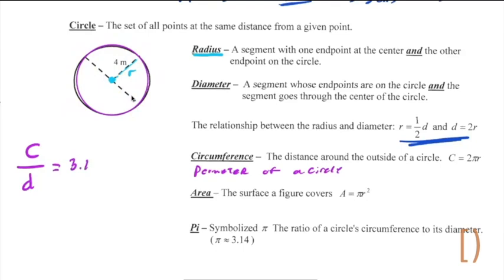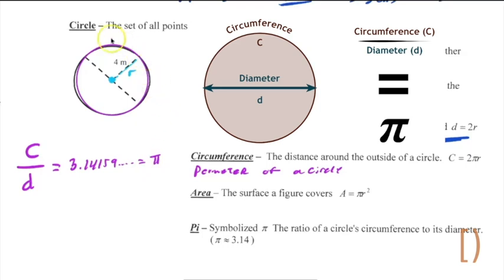A number that's 3.14159, and it keeps on going, also known as pi. No matter what circle you have, that always happens. You measure the circumference, divide by the diameter, you're always going to get the exact same special number called pi. That does a couple of things. First, let's just figure out the circumference.